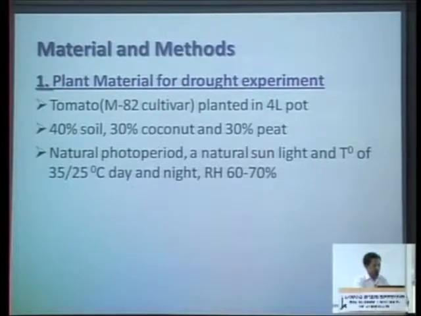using an automatic irrigation system, and we try to adjust the relative humidity to about 60 to 70 percent.